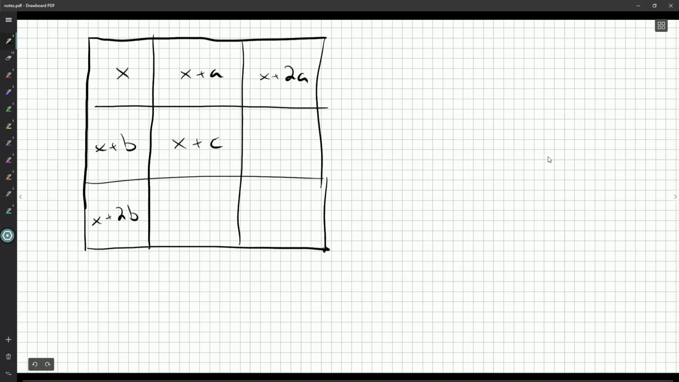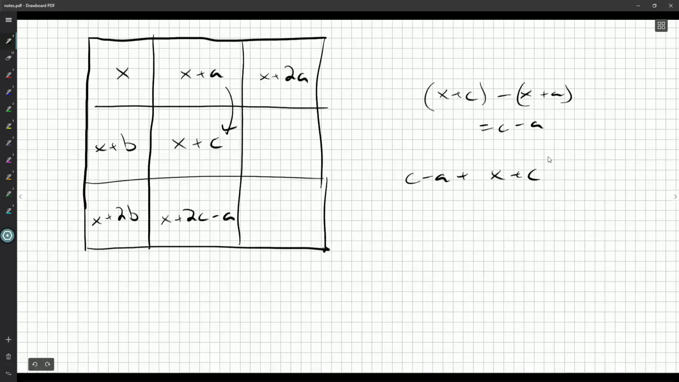Well, how would you go from here to here? So the common difference would be x plus c minus x plus a. So common difference is c minus a. So I'd have to add that on to x plus c. So we'd get x plus 2c minus a here. And then going the other way, you'd get x plus 2c minus b.